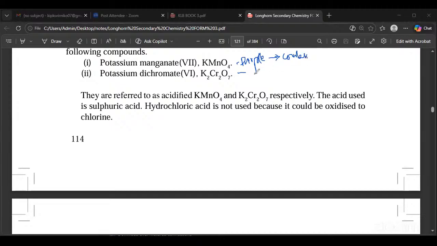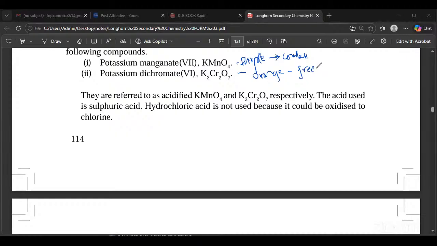Now, potassium dichromate is normally orange. And if they give you this one, it is better. Actually, I will say this one is better than using methyl orange, because methyl orange normally changes from orange to yellow, or yellow to orange, which is not making sense. But this one changes from orange to green.